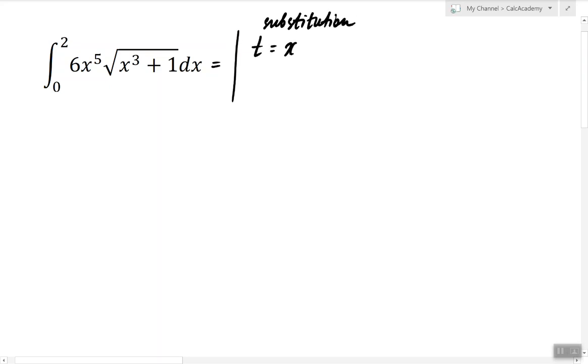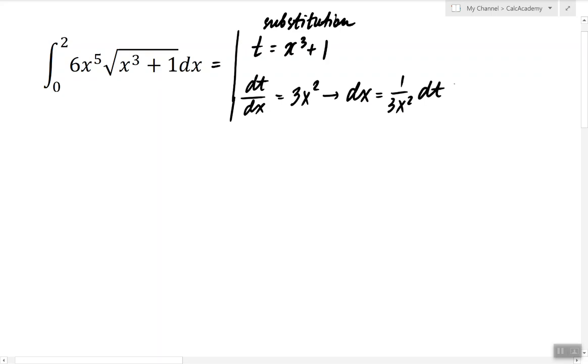So let t be x cubed plus 1, then immediately we differentiate that as a function, and we find that dx is 1 over 3x squared dt. Since this is a definite integral, I'm also going to change the limits of integration. So when x is equal to 0, t is 1. When x is equal to 2, t is 2 cubed plus 1, 9.